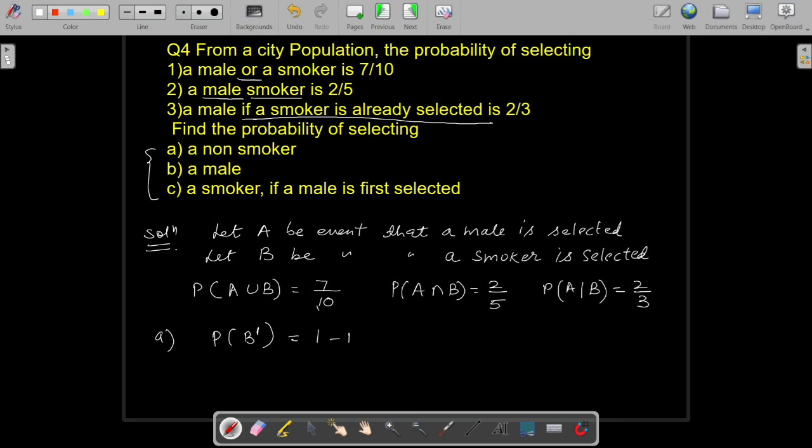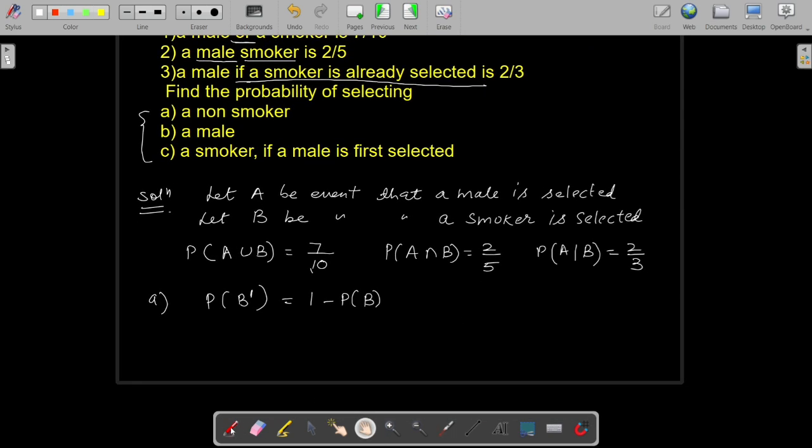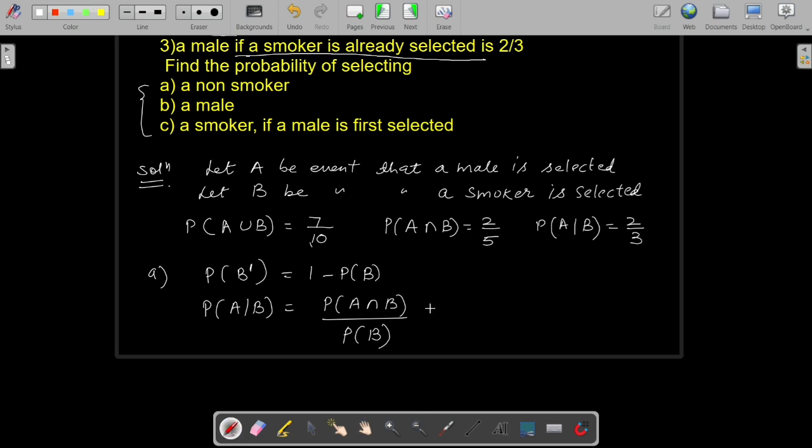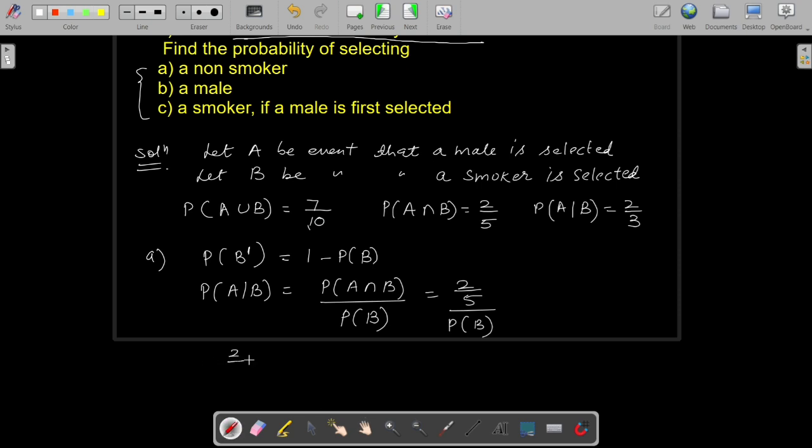So what is not B? 1 minus probability of B. So first you need to find the probability of B. How can you find the probability of B? You are given A intersection B and A given B. We can use the conditional probability formula. Probability of A given B is equal to probability of A intersection B upon probability of B. What is A intersection B? 2/5. Probability of B, I don't know. And what is probability of A given B? This is 2/3.